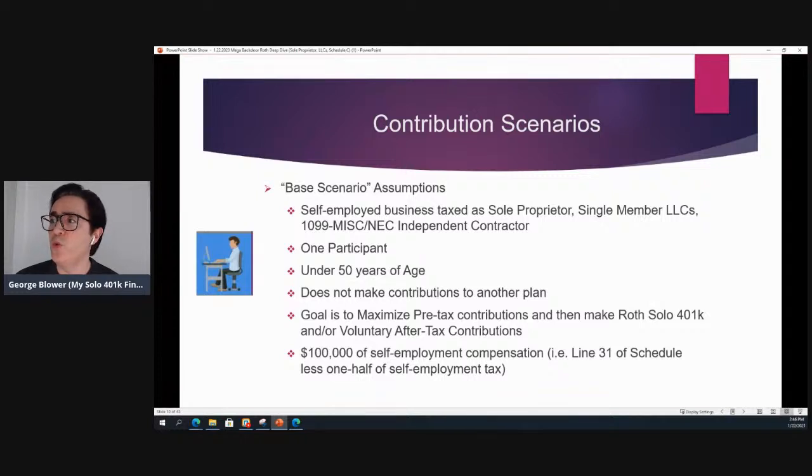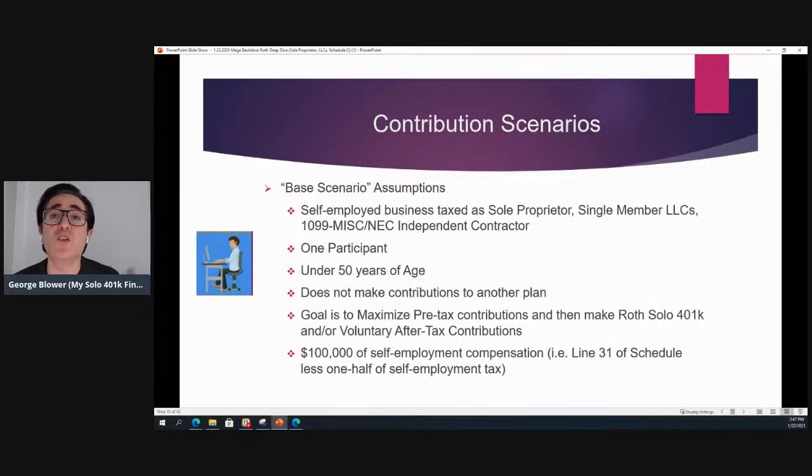Next question, how do you report the Mega Backdoor contribution to the IRS? Get a 1099? So the actual contribution piece is not reported. And you'll see that that's one of the slides that we address, reporting. What is reported is when you convert it.